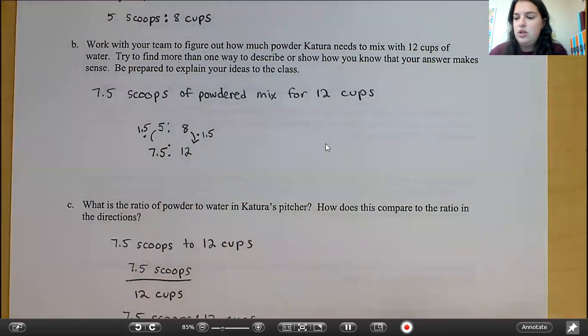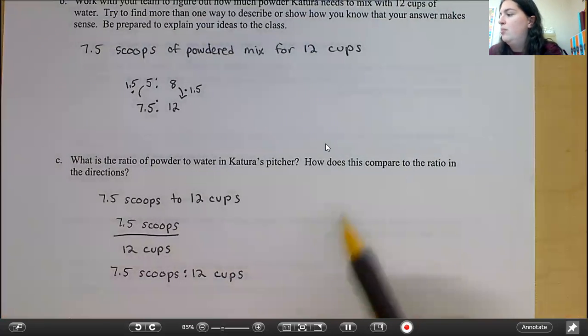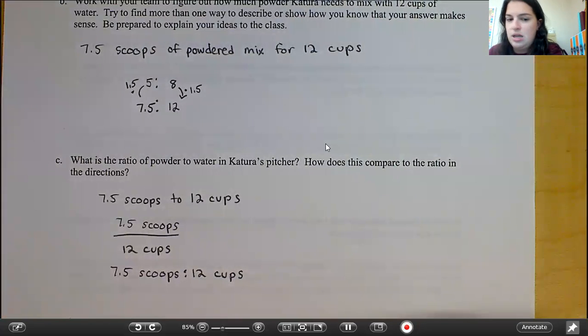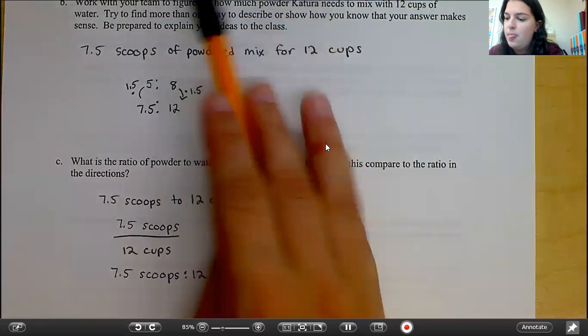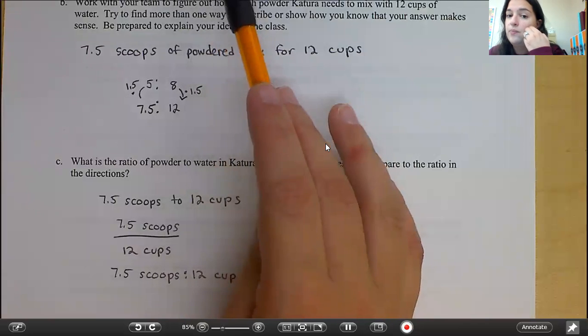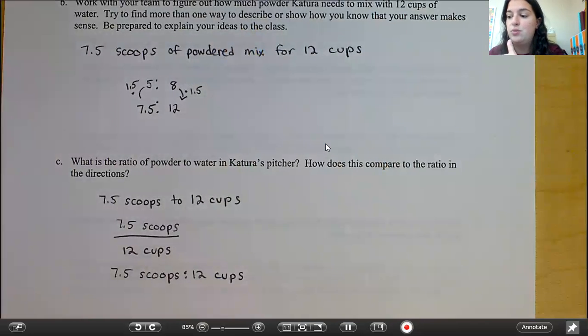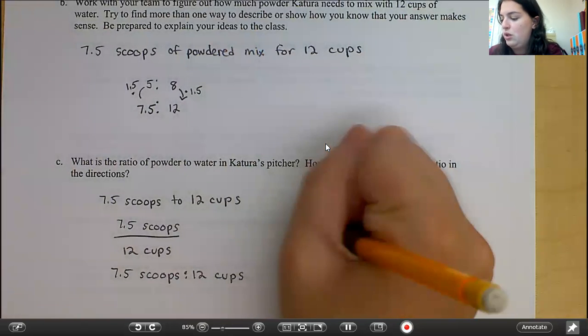The second part of this question was, how does this compare to the ratio in the directions? It's the same, it represents the same relationship, okay? Because in the directions, it's talking about 5 scoops of powder for every 8 cups, okay? You're just using 7.5 scoops for 12 cups. So it still is representing the same relationship.